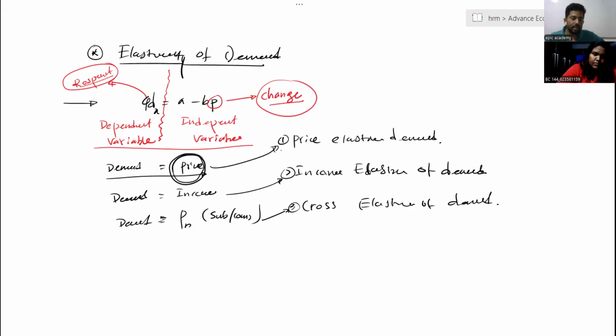You can clearly identify the difference between price, income, and cross elasticity after calculating them. So first of all, let's move to the price elasticity of demand. This is the first one, and this is the major thing. The questions related to elasticity of demand in your exam are mainly based on the price elasticity of demand.